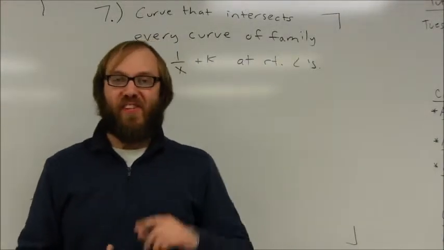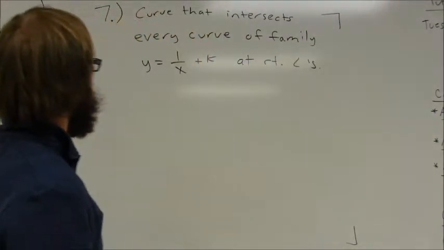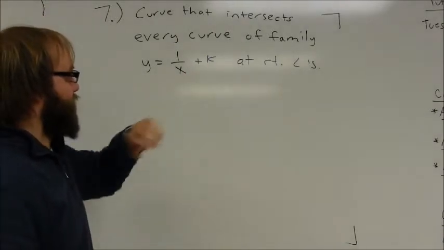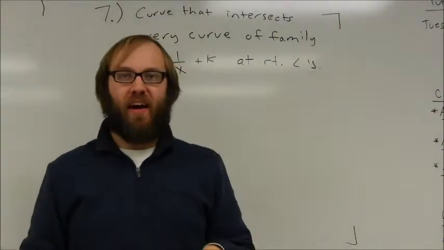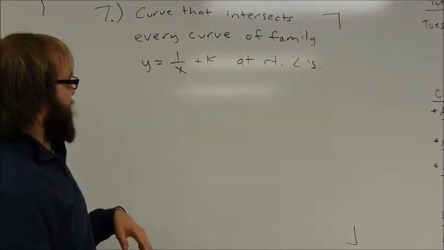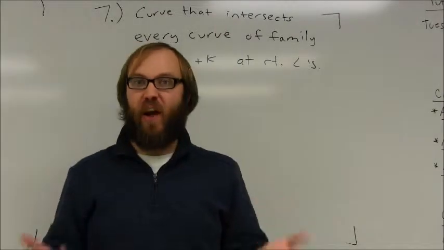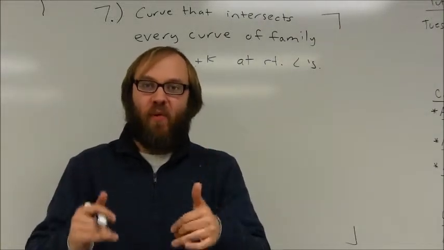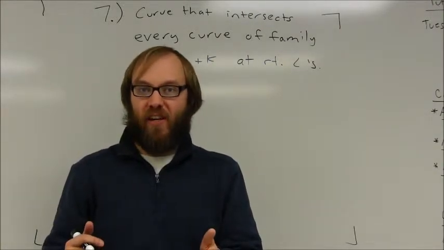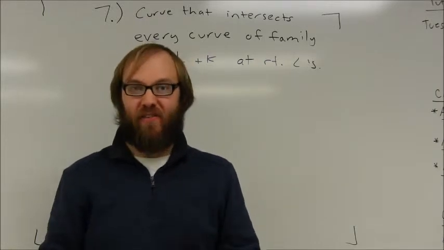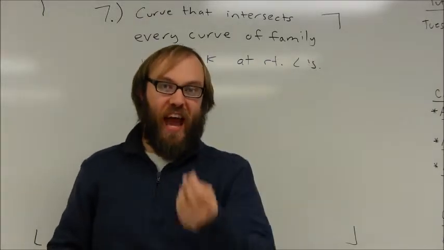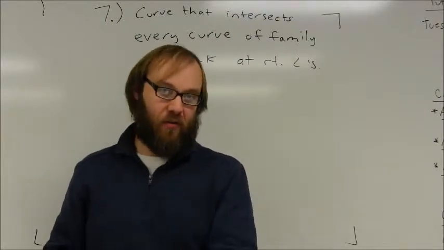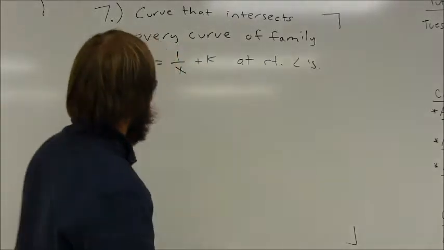Now I'm looking at problem number 7 from essential sheet number 2. We want to find the equation of a curve that intersects every curve of the family y equals 1 over x plus k at right angles. Basically, if we're going to have two curves intersecting at right angles, what that really means is the slopes at the points of intersection are going to be opposite reciprocals or negative reciprocals. Those slopes at those points are going to take place at the derivative value. And so that's what we need to look at here.